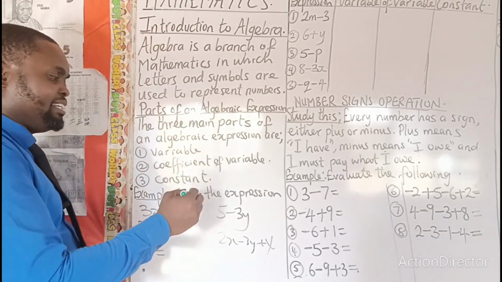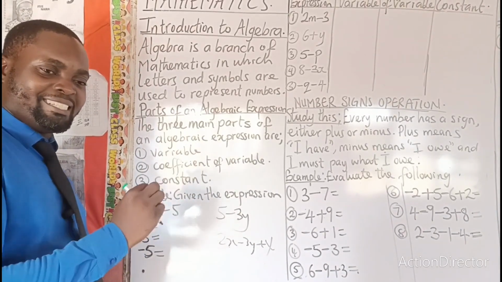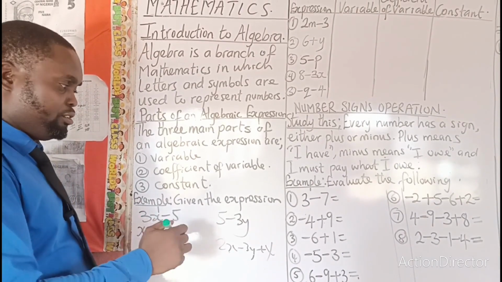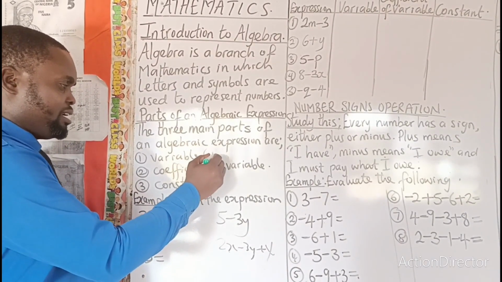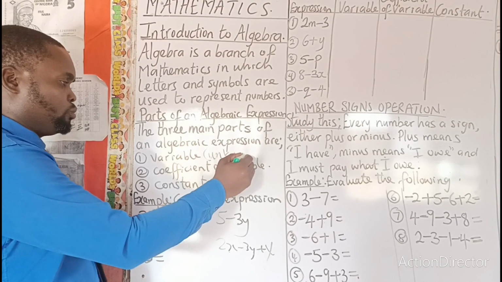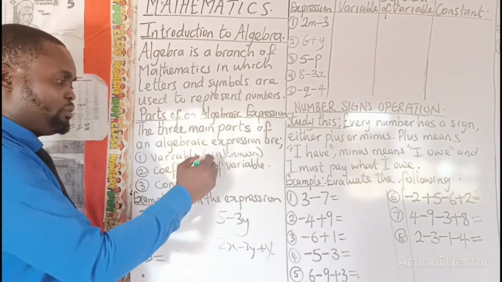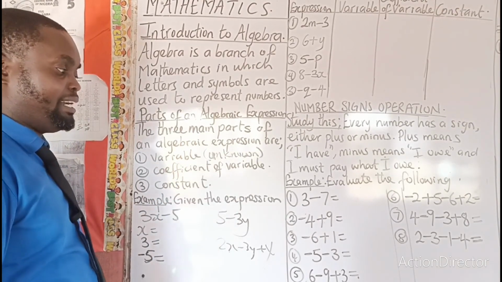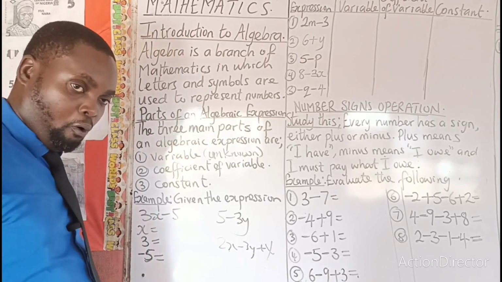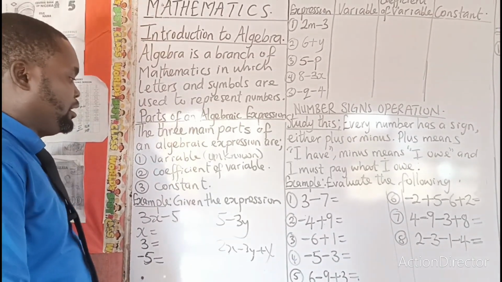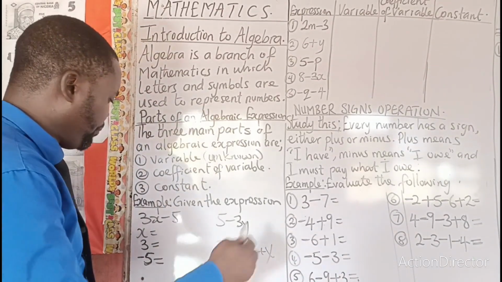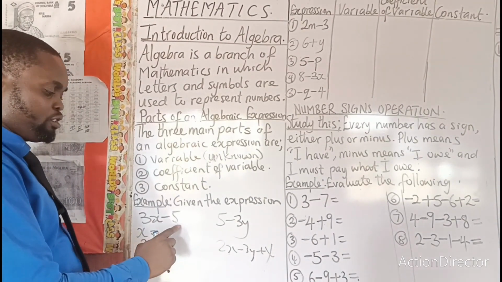That variable is the letter or symbol that is in that algebraic expression. In simple terms, it is the unknown. The unknown value. That means the letter or the number that we are looking for. That is the variable. So for example, in this one now, we have 3x minus 5.